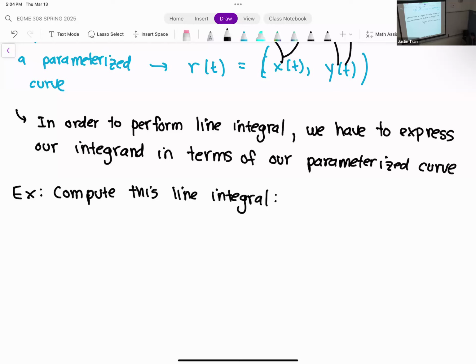Okay. So our line integral is going to be the integral from t equal to 0 to t equal to 2 pi of our vector field F of r. And we're going to take the dot product between that and the tangent of our curve, dr dt. So remember this dr dt represents the tangent of our parameterized curve.